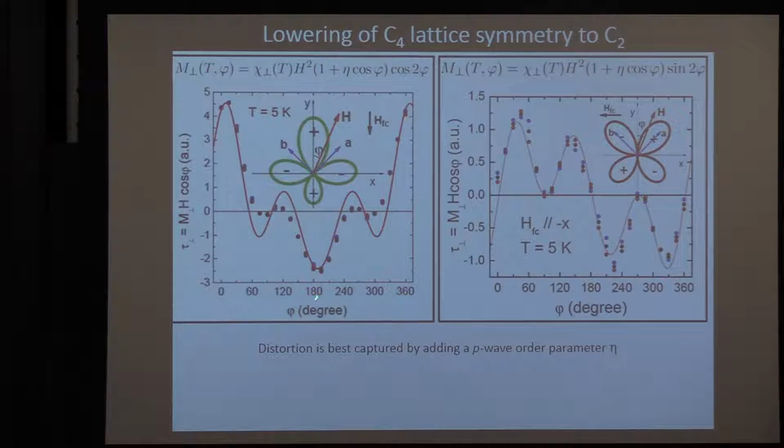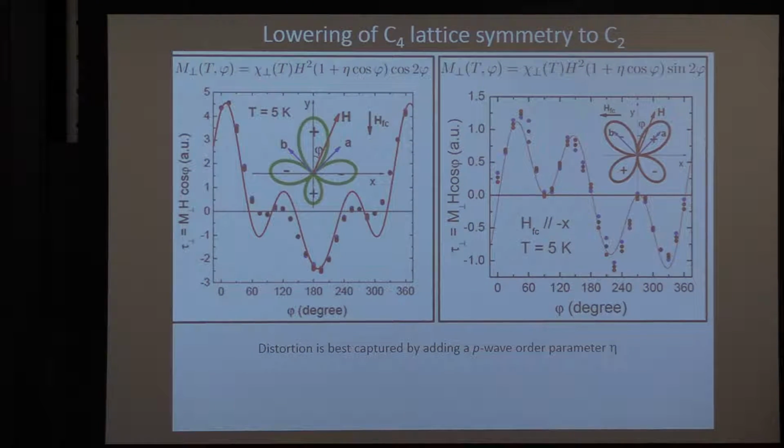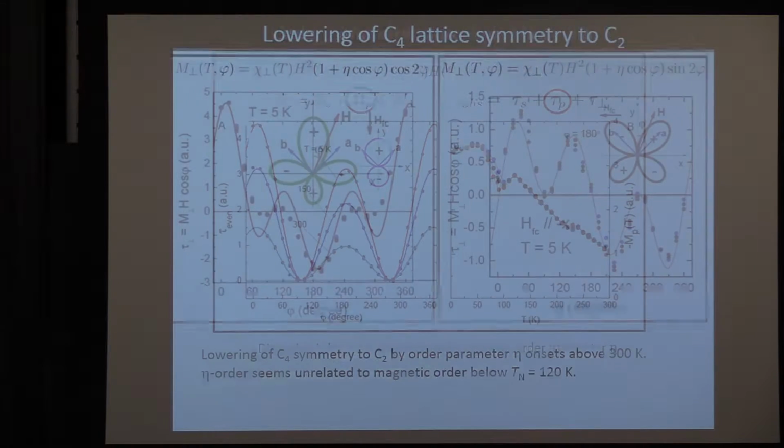And we can recover the angular variation in both directions. So this new order parameter is, we think, unrelated to the all-in, all-out transition, but it already is there at room temperature. And obviously, by taking many, many measurements as a function of temperature, we can track the temperature dependence of this new parameter, eta.